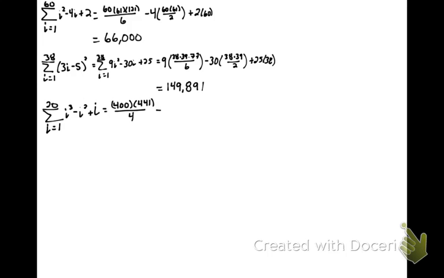minus i squared, so i squared in this case is 40 times 41 times 81 divided by 6, plus i, and i in this case will be 40 times 41 over 2. It looks like we could do a decent amount of factoring here, but I'll just let my calculator help me. 22,780. So there we have a bunch of summation examples, and I hope this helped.